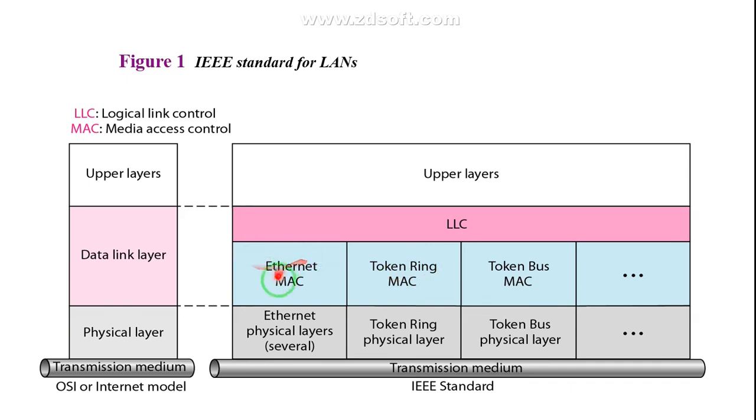CSMA/CD as the media access method for Ethernet LAN. And it defines the token passing method for token ring as well as token bus LANs. And out of these, Ethernet is one of the most popular methods.